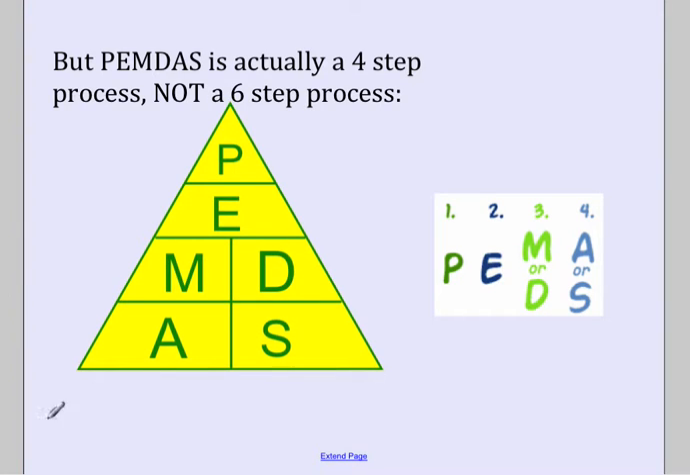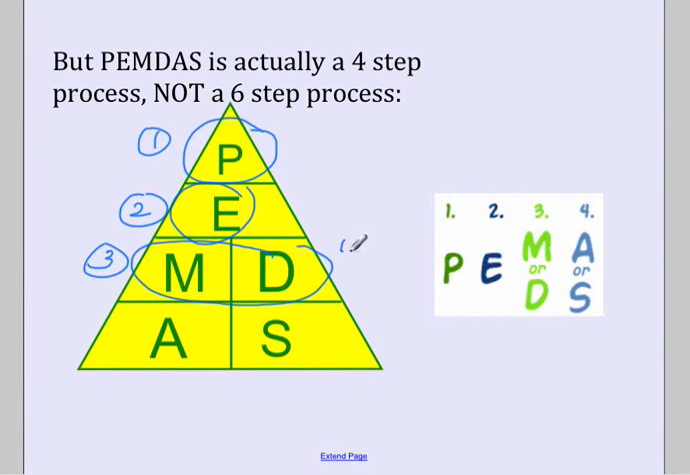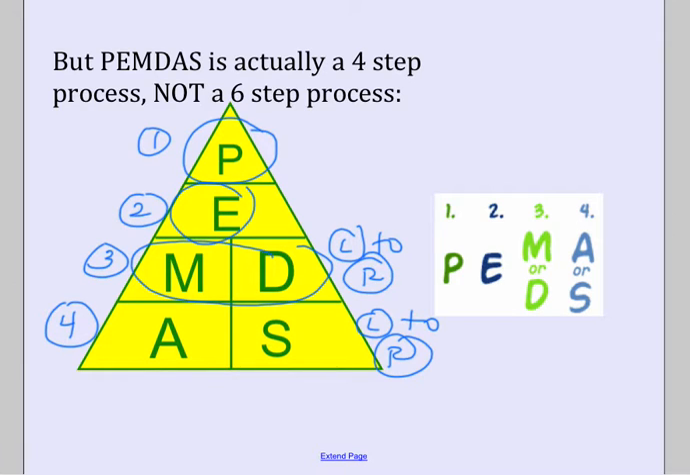A little bit more on PEMDAS: remember that it's not actually a 6-step process. There are 6 letters in PEMDAS, but it's really a 4-step process. You look at your parentheses first, then your exponents. So this is like steps 1 and 2. Then you move on to step 3, which is really multiplying and dividing as you look from left to right. That's the order you do it in. After you're done with multiplying and dividing, your last step is adding and subtracting as you look from left to right. And here's another way that it can be broken down.